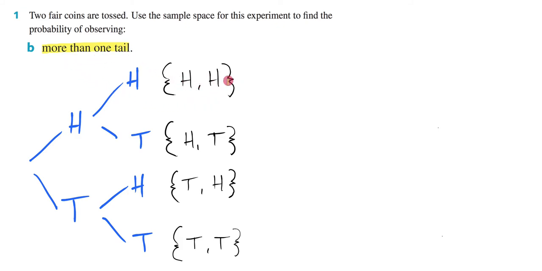Well, here I don't get any tails, so that doesn't count. Here I get 1 tail, that's not what I want. Here I get 1 tail again, but I want more than 1, so these two aren't going to work either. The only place where I get more than 1 tail is when I flip 2 tails, which is kind of obvious. So I have 4 options, and only one of these options is going to satisfy what I'm after. So therefore, there's a 1 in 4 chance that when flipping 2 fair coins, I'm going to get more than 1 tail. 1 in 4.